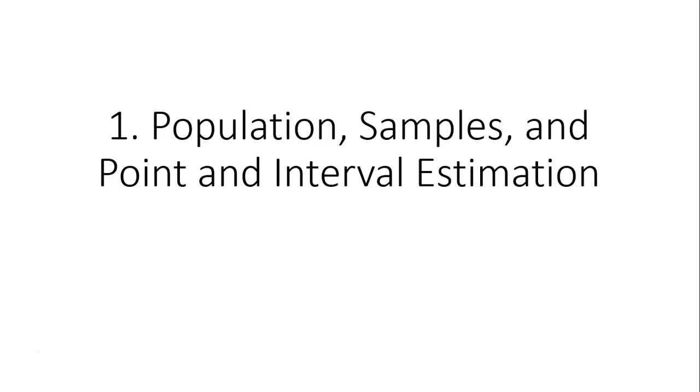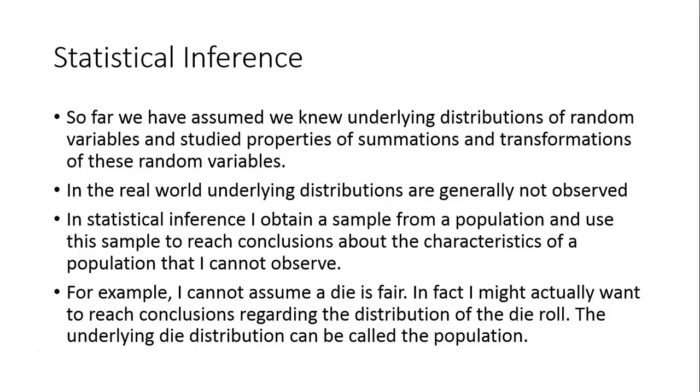Okay, so the first part we'll talk about is population, samples, and point and interval estimation. So far we have assumed that we knew the underlying probability distributions of random variables and studied properties of summations and transformations of these random variables. However, in the real world, distributions are not generally observed. In statistical inference, I obtain a sample from a population and use the sample to reach conclusions about the characteristics of a population that I cannot observe.